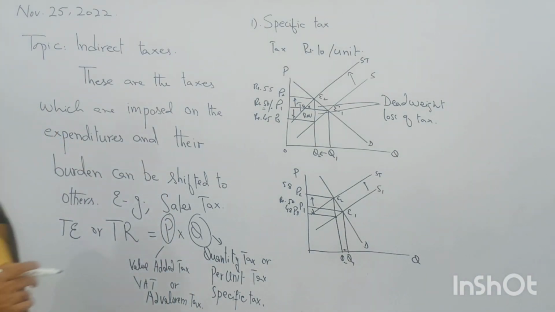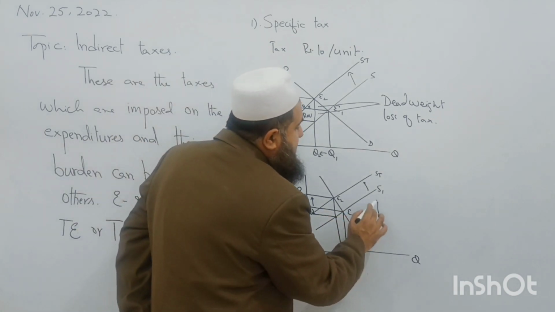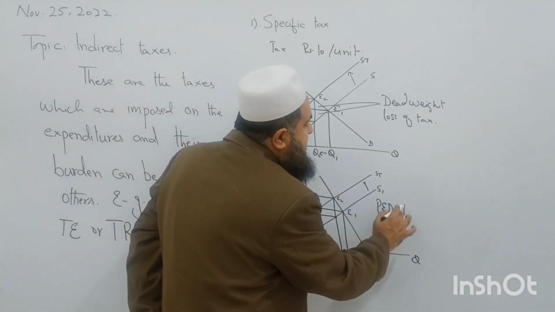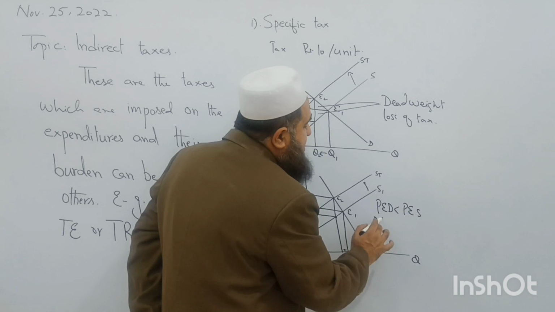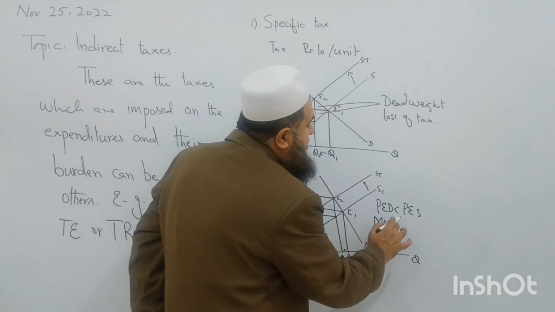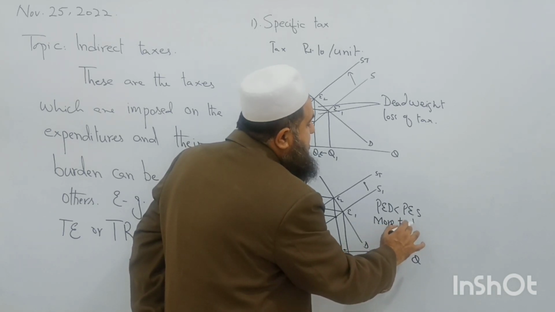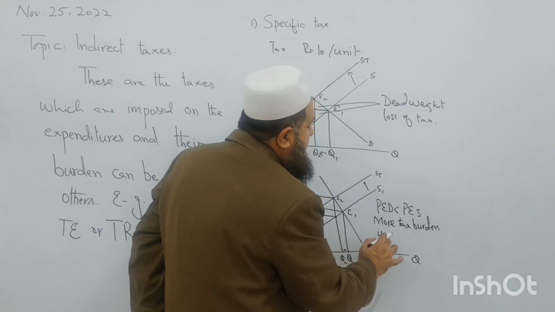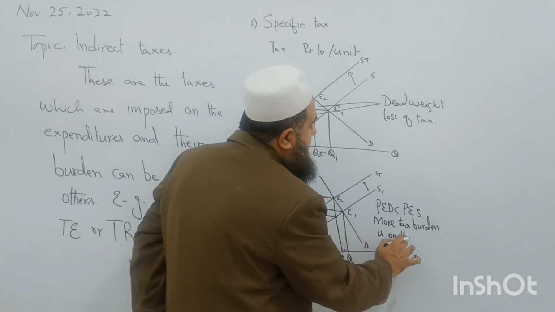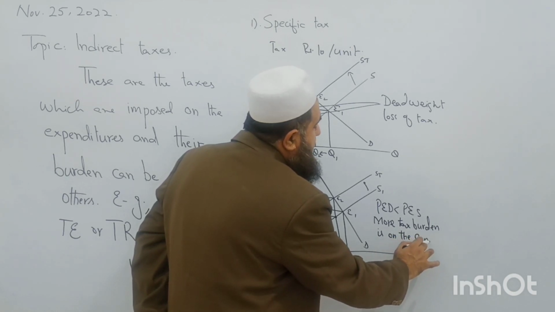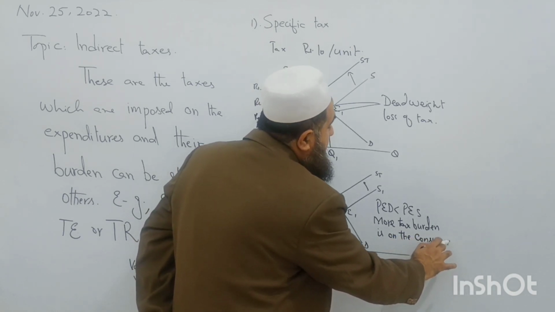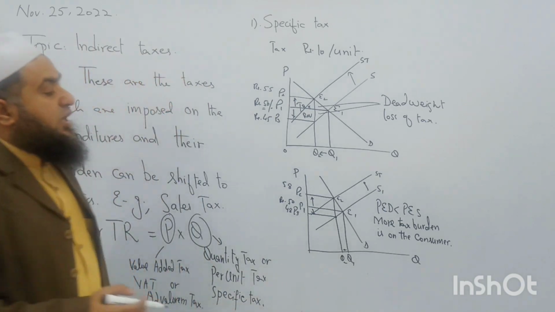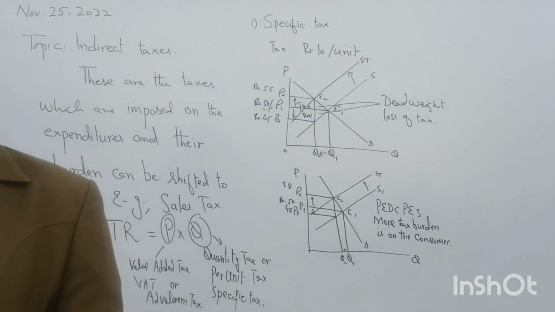Because the demand is inelastic. Yes, if demand is inelastic relative to supply, more tax burden is on the consumer. Alright? So consumers are paying more tax burden when demand is more inelastic than supply.